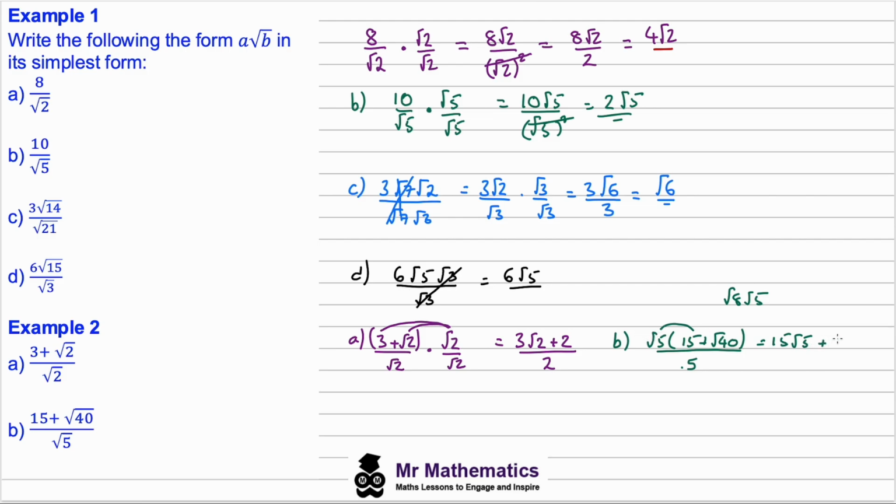So this will be 5 root 8 over the 5. We can factor 5 out on our numerator. So we've got 5 lots of 3 root 5 plus root 8 over 5. And then we can cancel these, and we can simplify the square root of 8 as root 4 root 2. So we get 3 root 5 plus 2 root 2. Okay? Let's try some exam style questions.